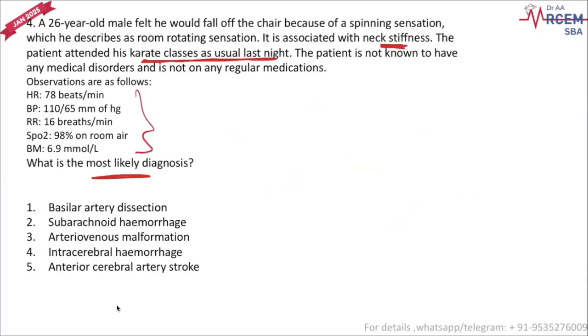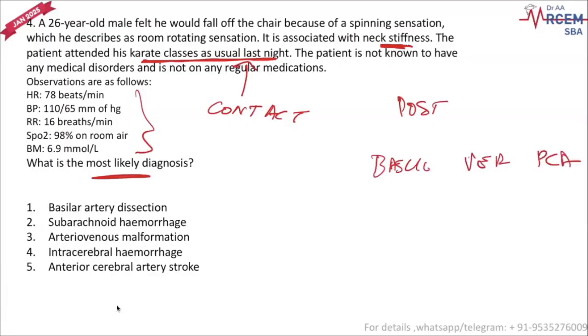Neck stiffness. He is involved in a contact sport. Okay, it's a contact sport. Neck stiffness and vertigo, these signs are basically suggestive of a posterior circulation stroke. Posterior circulation basically consists of the basilar artery, vertebral artery, and PCA, posterior cerebral artery. So what are we thinking about with posterior circulation stroke? We are thinking about vertebral, basilar, or PCA.